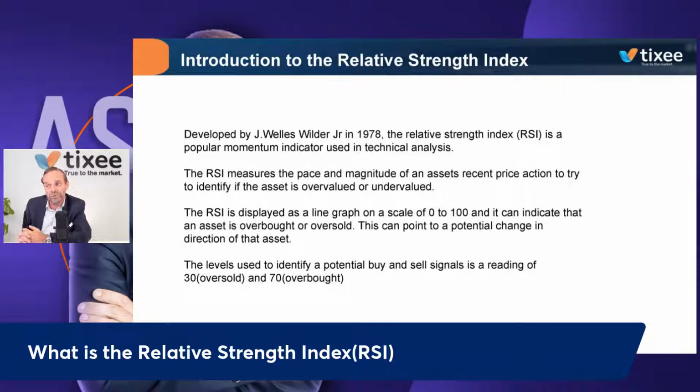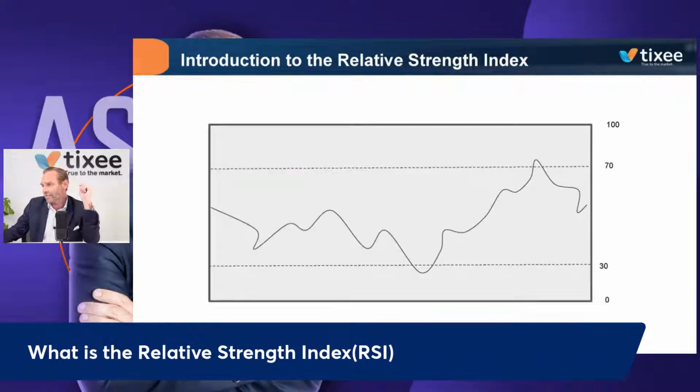Now, these are the levels we use to identify potentially if an asset is overbought or oversold. Remember I said the chart ranges between 0 and 100. The levels we use to recognize if an asset is oversold or overbought are 30 and 70. If it's under 30, it's oversold. If it's over 70, it's potentially overbought. And it looks a little bit like this.